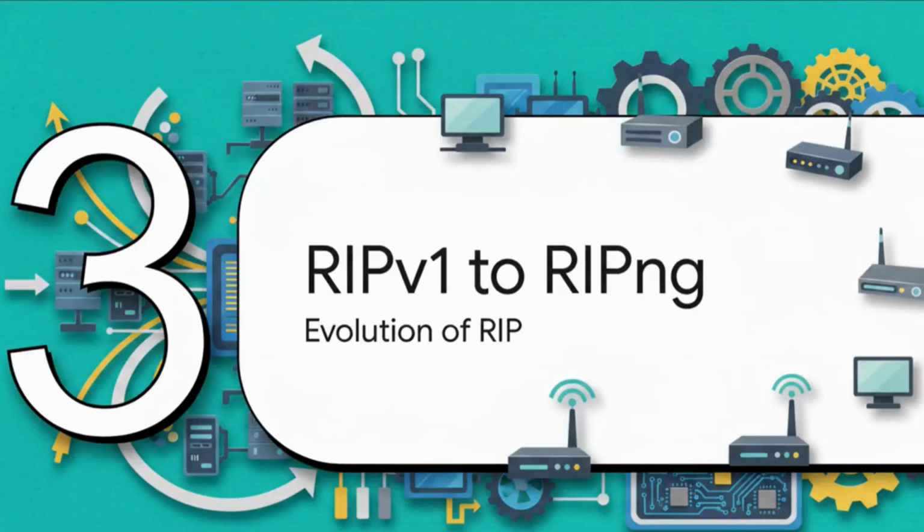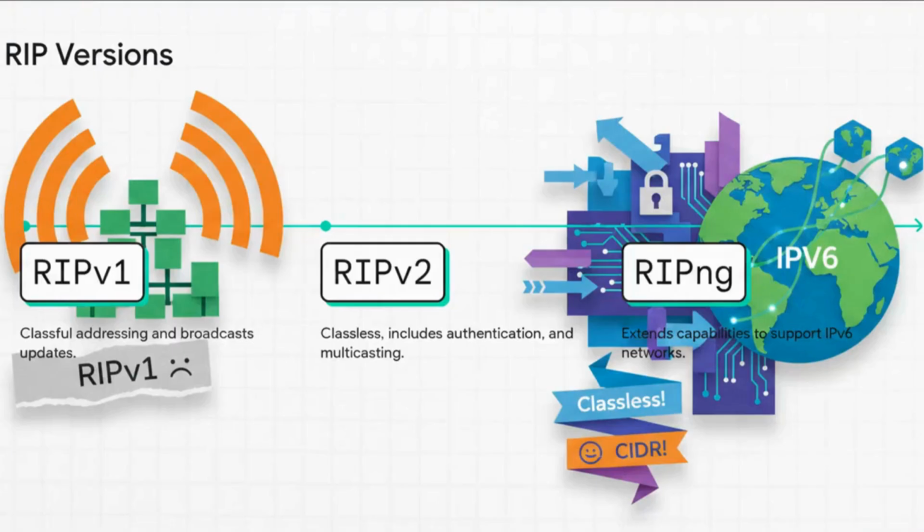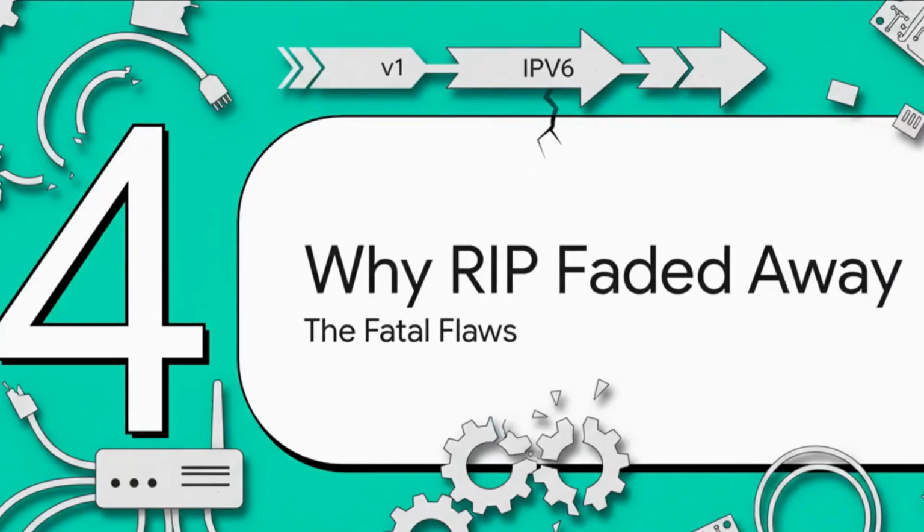Let's move on to Section 3, Evolution from RIP v1 to RIPng. As the internet blew up, RIP had to grow up with it. Engineers didn't just toss it out immediately, they forced it to adapt. RIP v1 kicked things off with basic classful addressing and those loud broadcast updates we just talked about. Then came a pretty massive upgrade with RIP v2, which brought in classless CIDR, subnet masks, and some absolutely crucial security authentication. And finally, RIPng rolled out to extend all those capabilities to fully support modern IPv6 networks. Which naturally brings us to our final chapter, Section 4, Why RIP Faded Away.